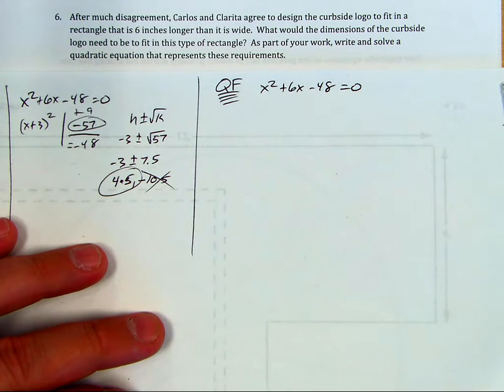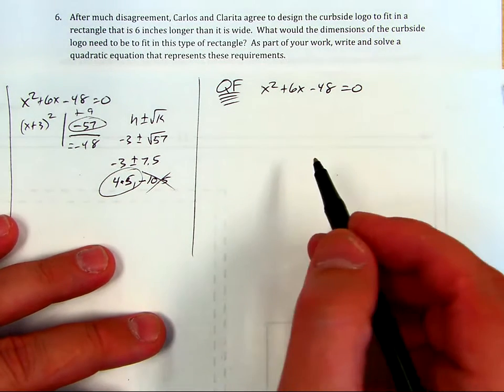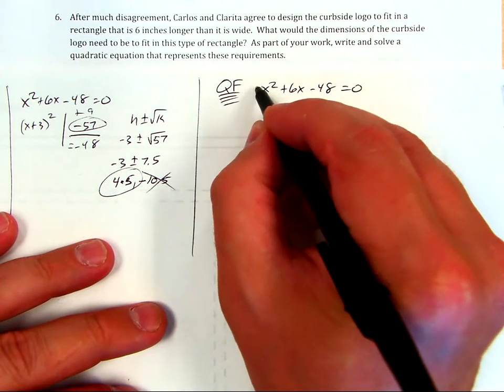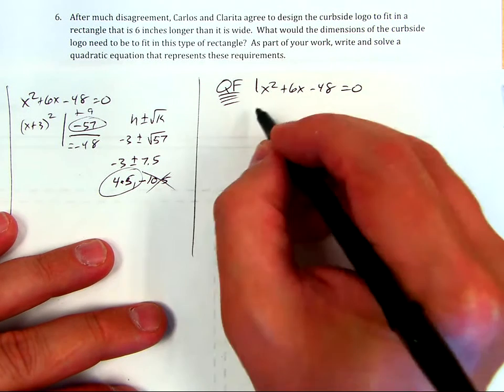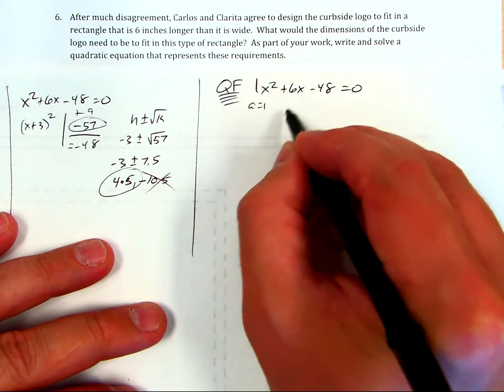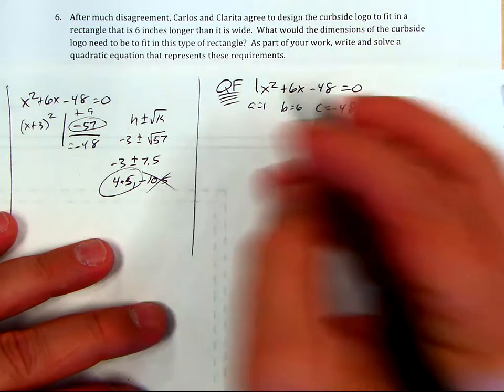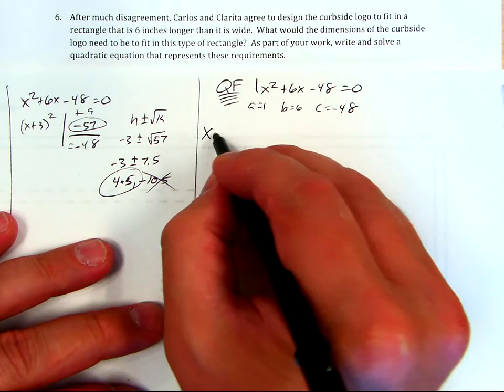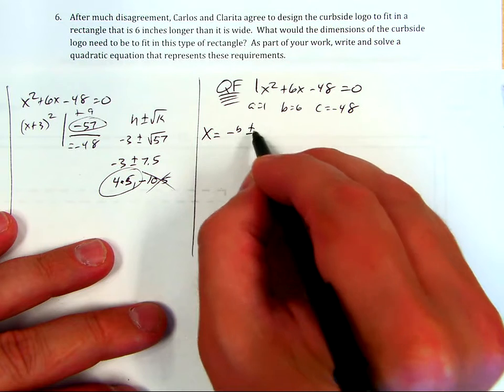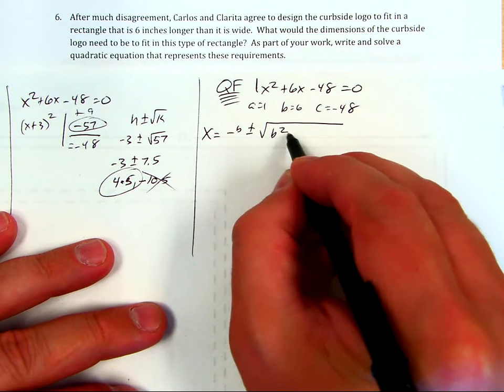We're going to confirm this with the quadratic formula. This is the first time you've seen demonstrated in class the actual use of the quadratic formula. If you remember, we've been working on identifying a, b, and c. Here, a equals 1, b equals 6, and c equals negative 48. You've got to memorize this quadratic formula. I suggest you write it out every time you have to use it.